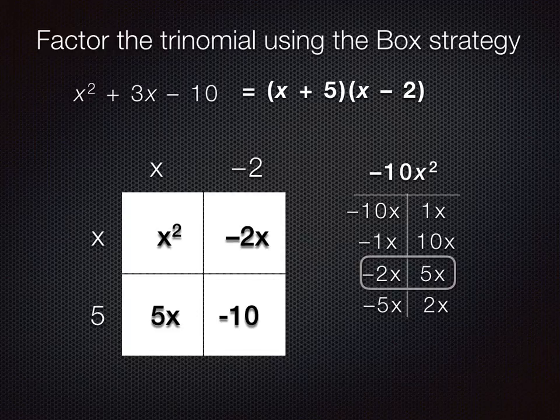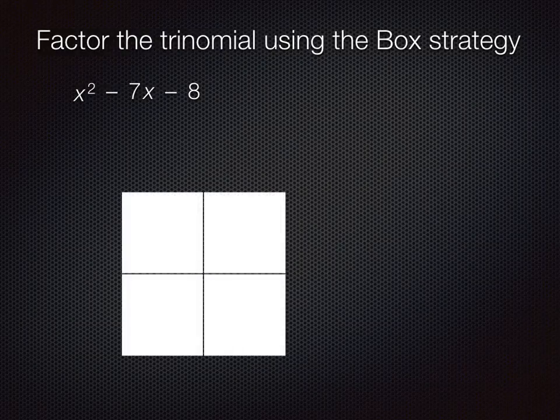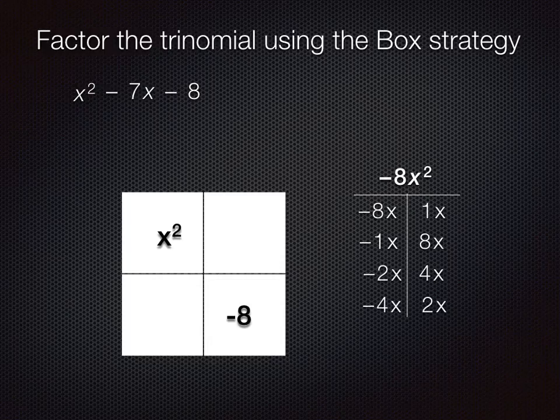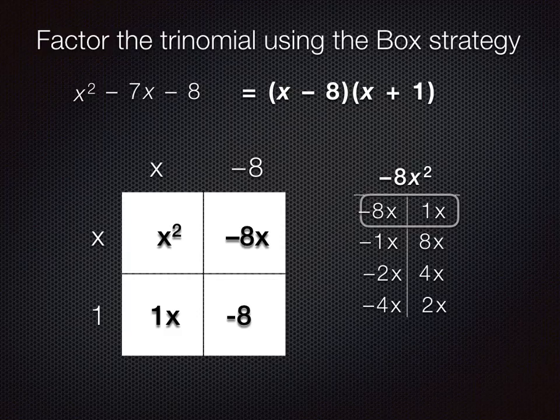We'll try another example, this time with two negative signs for the middle and the last term. So you know where x squared and negative 8 go. And we want one negative and one positive number. And which set of factors also equals negative 7x when you combine them together? So we'll put those along the diagonal. We'll factor out an x out of the first row. We can factor out an x out of the first column. X times what is negative 8x? Negative 8 times 1 is negative 8. And we have factored the trinomial using the box strategy.